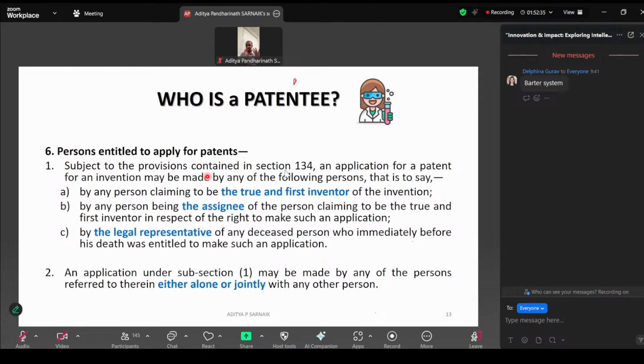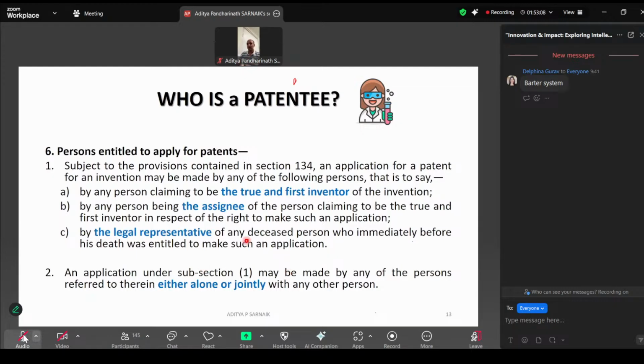So now simple sections. The complications are a little bit done, but these simple sections are very, very important. Section 6 of the Indian Patent Act talks about who can file a patent. They say that the true and first inventor of the invention can file a patent. The assignee of that particular inventor can file a patent. Assignee मतलब मैंने जिसको assign किया है, that person can file a patent. Or the legal representative of the deceased or dead person can file a patent.